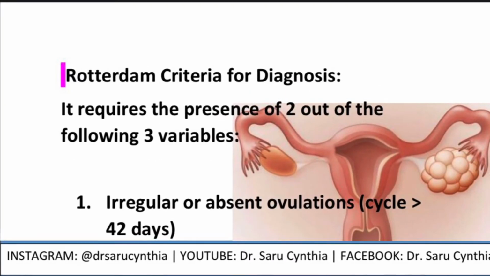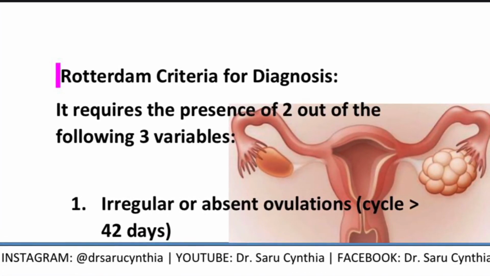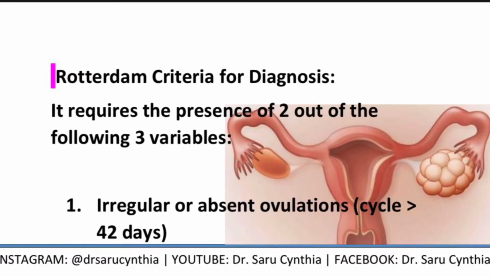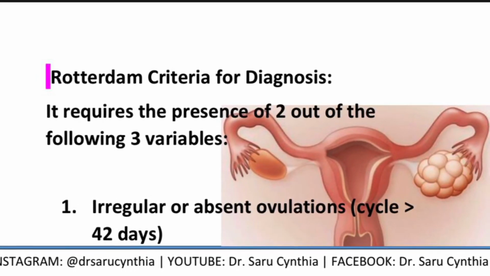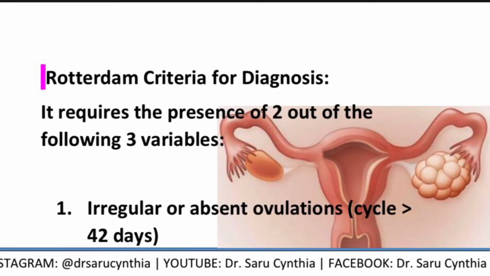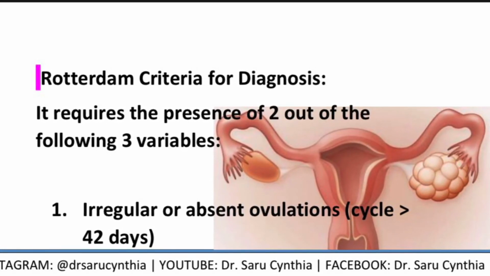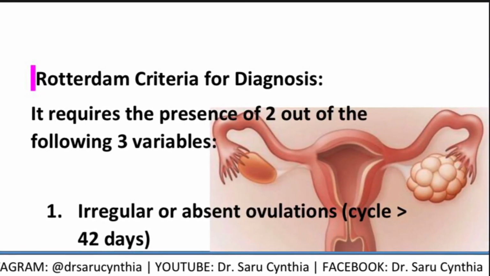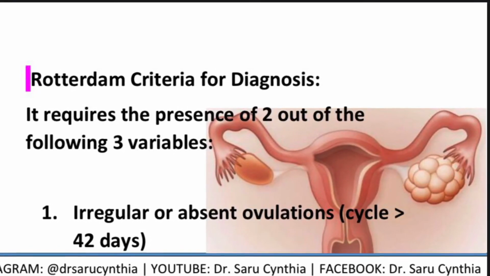So there's a criteria for diagnosis, the Rotterdam criteria. It requires that at least 2 out of the 3 variables be present in the patient that you are dealing with. One is irregular or absent ovulation cycles. And then the second one is clinical or biochemical features of hyperandrogenism. So if your patient has those 2 already, it qualifies you to say that they have polycystic ovarian disease.